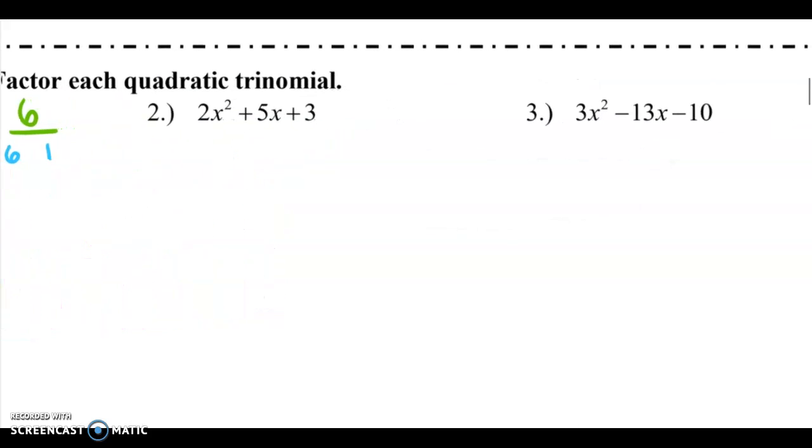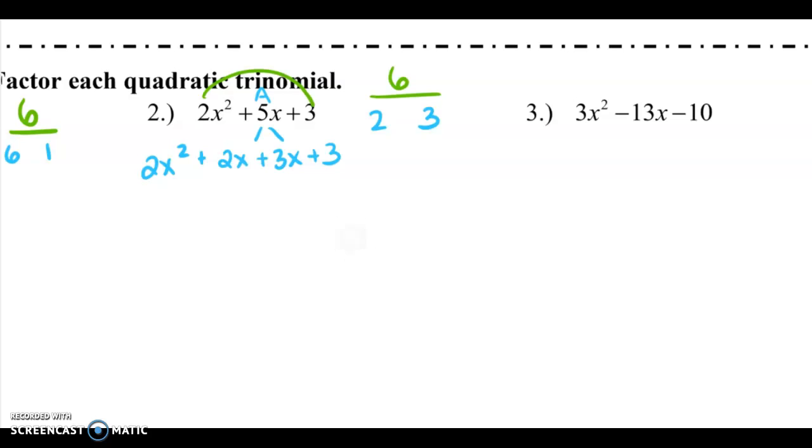Looking at the next one, multiply the first and the last term together, it gives me 6. I need two numbers that multiply to 6 but add to 5. Well, that's 2 and 3. So now what I do is I break the 5x apart into positive 2x plus a positive 3x. So it's kind of like you're taking that middle term and you're unsimplifying it. Bring down the plus 3, bring down the 2x squared.